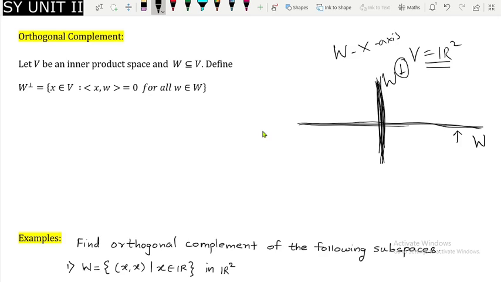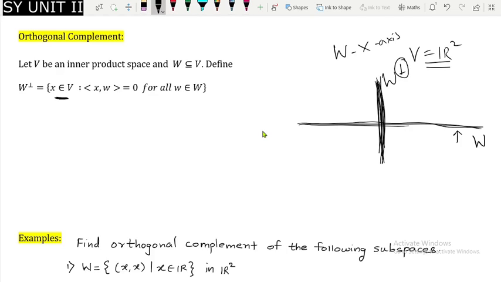So the definition of W perp is those elements of the vector space such that the inner product is 0. What does that mean? It means x and w are orthogonal. We have learned x and y are said to be orthogonal if their inner product is equal to 0. If their inner product is equal to 0, it means x is perpendicular to y geometrically. This is the meaning.